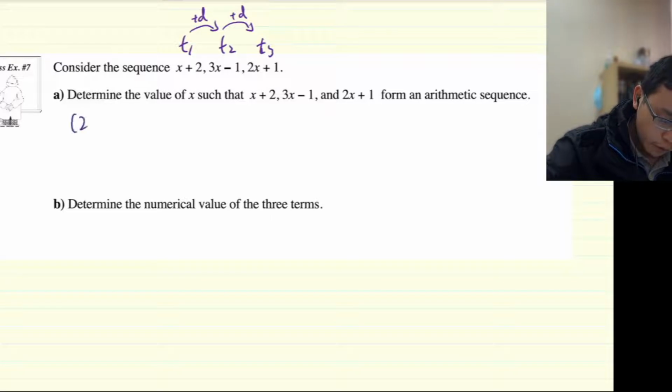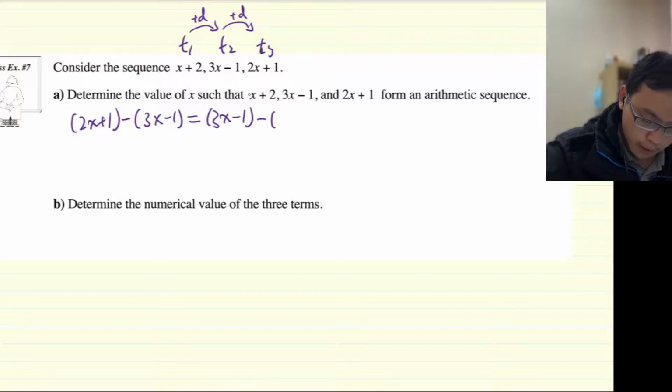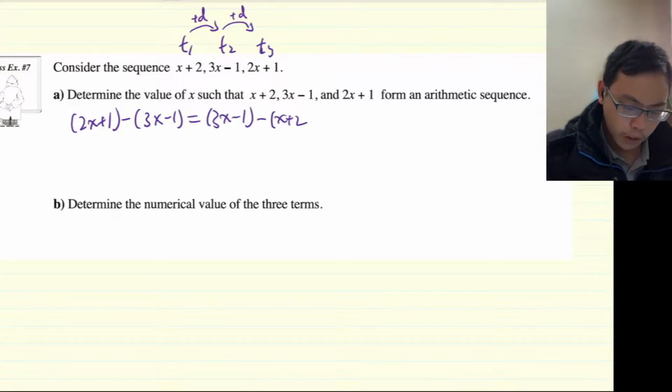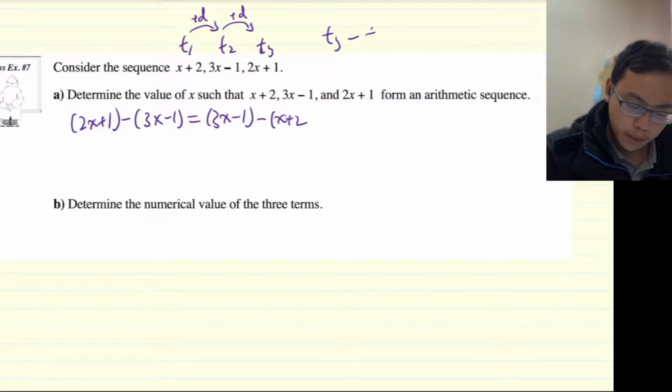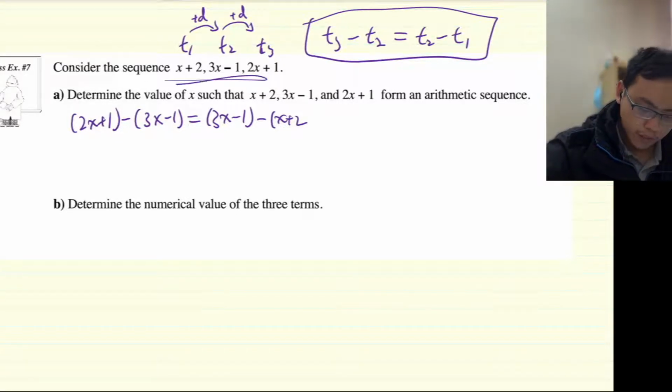So if I do 2x plus 1, that's T3 minus T2. T2 is over here, 3x minus 1, and this is going to be equal to T2 minus T1, which is x plus 2. Okay, so generally we want to do T3 minus T2 equals T2 minus T1. This is how we do all sorts of these similar questions.